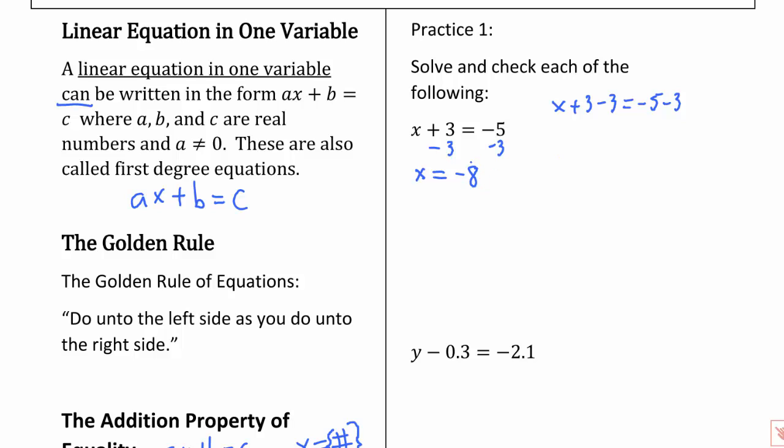Now, I'm going to take this negative 8 and plug it into the original problem just to make sure that this is the solution. So it's going to give me negative 8 plus 3 equals negative 5. Then I'm going to simplify. Negative 8 plus 3, they're opposite signs, so we subtract. 8 minus 3 is 5. 8's larger, so we get a negative. Does negative 5 equal negative 5? Yes. Therefore, this is the solution. Now, because of that, I'm going to put this in curly brackets.